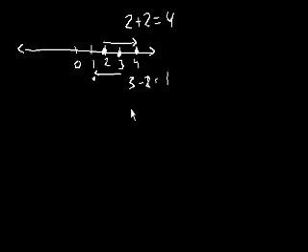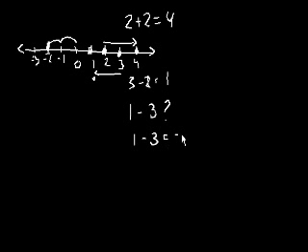Now what if I were to say, what is 1 minus 3? Well, it's the same thing. You start at 1, and now we're going to go below 0. What happens below 0? Then you start going to the negative numbers: negative 1, negative 2, negative 3, and so on. So if I start at 1 and go 1, 2, 3, I end up at negative 2. So 1 minus 3 is equal to negative 2.